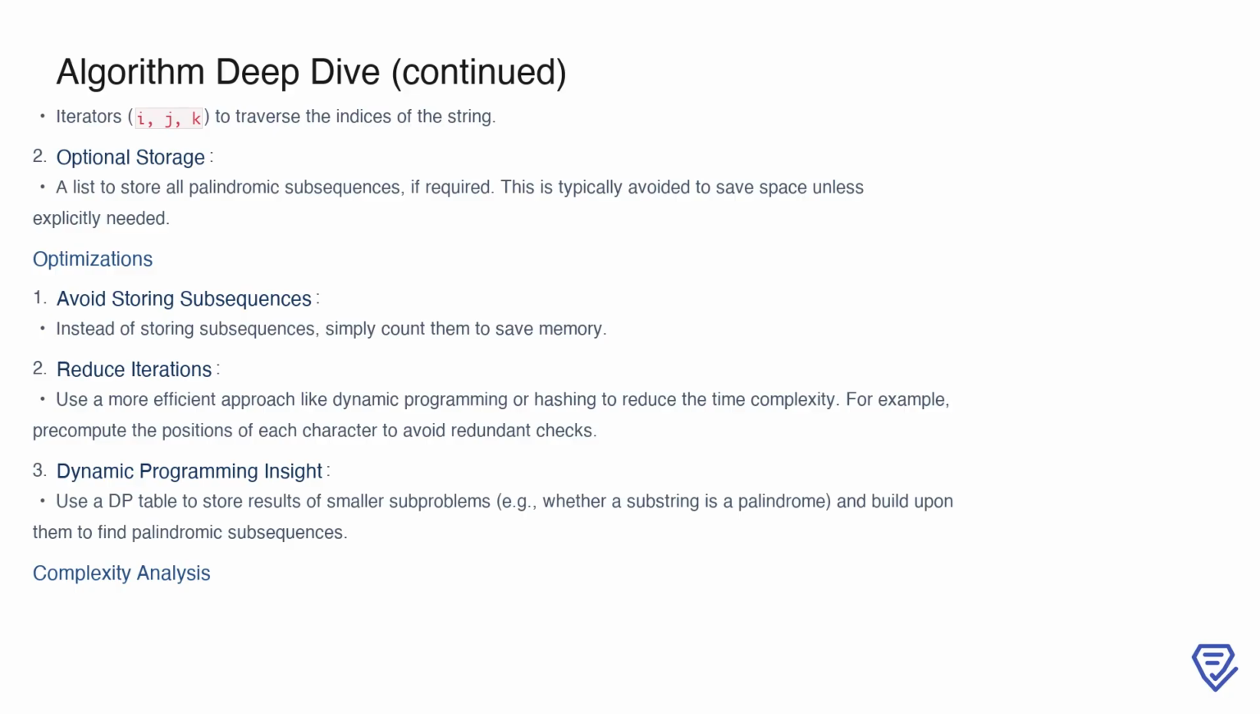A more advanced optimization involves dynamic programming. By storing results of smaller subproblems, such as whether specific substrings are palindromes, we can build upon these results to find palindromic subsequences more efficiently. For instance, a dynamic programming table can help us avoid recomputing whether certain substrings meet the palindrome condition. These optimizations can help reduce the time complexity of the solution while maintaining accuracy.